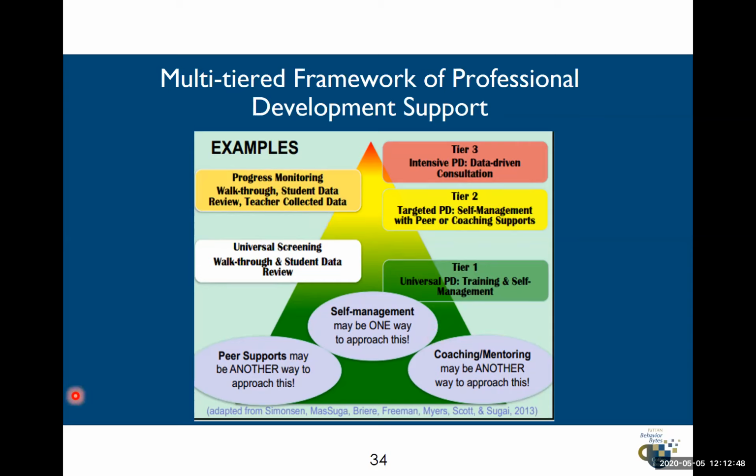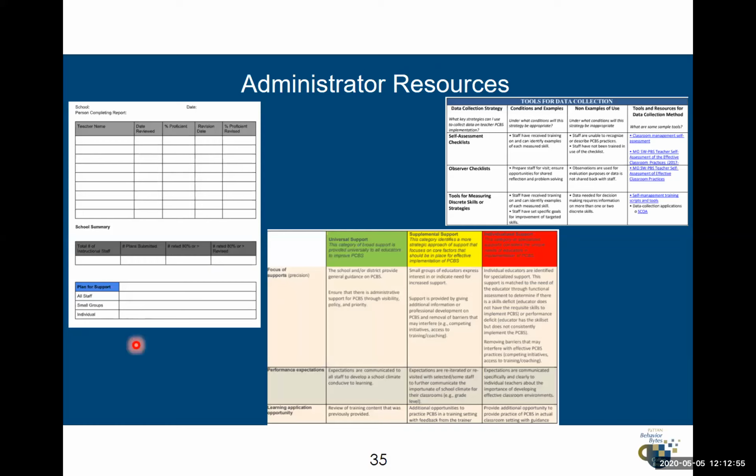And then finally, I want to just show you some more administrator resources that are available in the folder. So this is an example of the feedback form that I discussed earlier. So this basically is every person's name, the date that the administrator reviewed it, their percentage of proficiency. And this is not tied to evaluation. This is just to help administrators understand support.